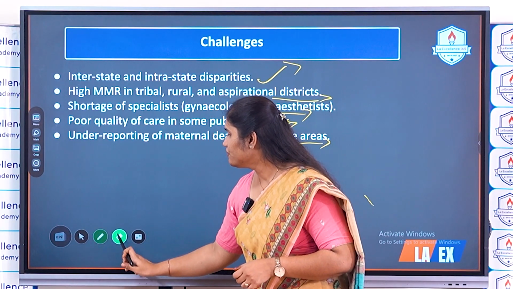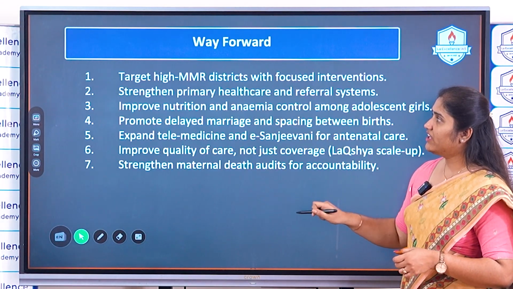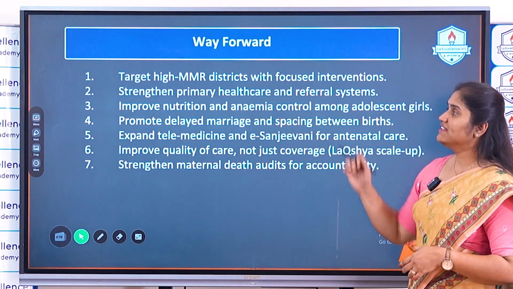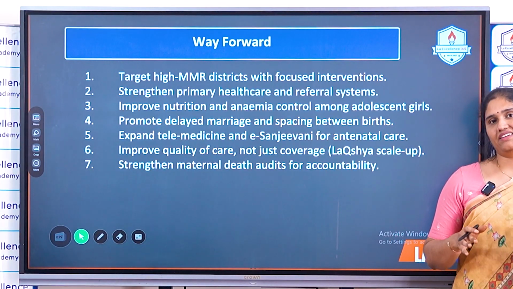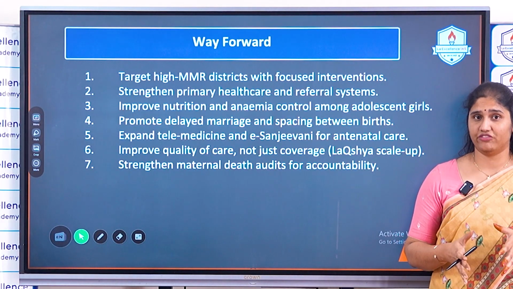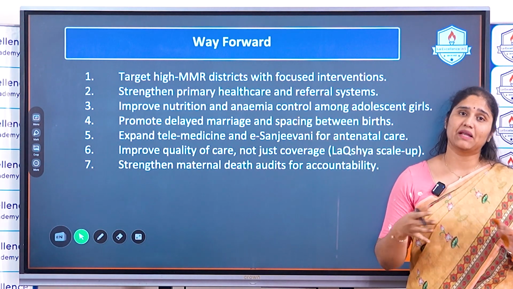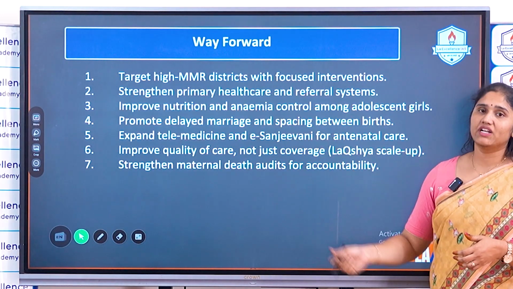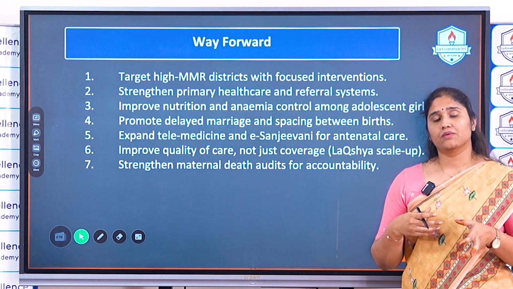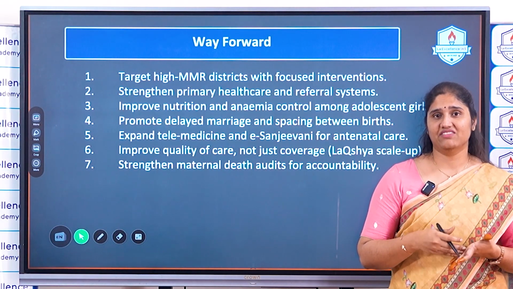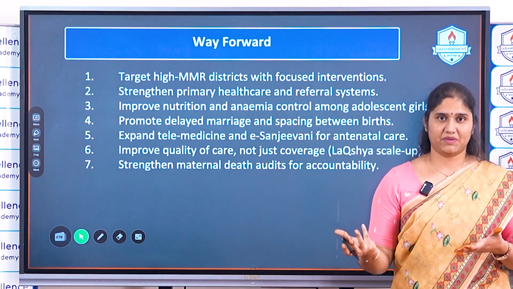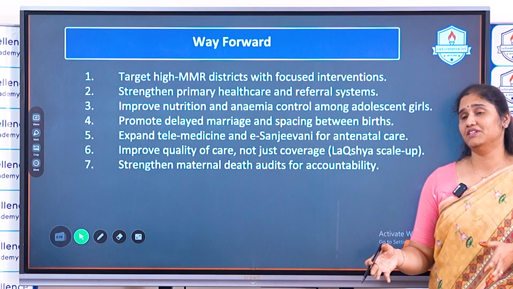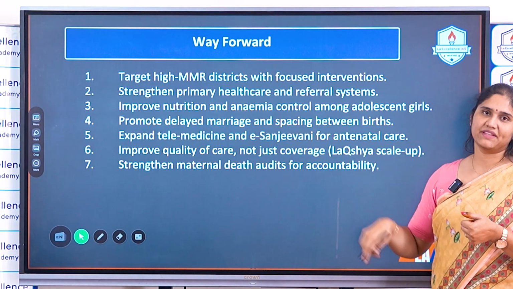Now let us also see the way forward. How can we decrease the MMR even more and reach the sustainable development goals? For example, we are trying to target MMR reduction in regions where the values are high. Then we are trying to strengthen primary health care and referral systems, and improve nutrition and anemia control. We are also promoting delayed marriages. Generally, the WHO considers that the ideal age for delivery is about 22 years; before 22, adolescent delivery usually increases the MMR. So we are trying to delay marriage, and also to promote spacing between births.